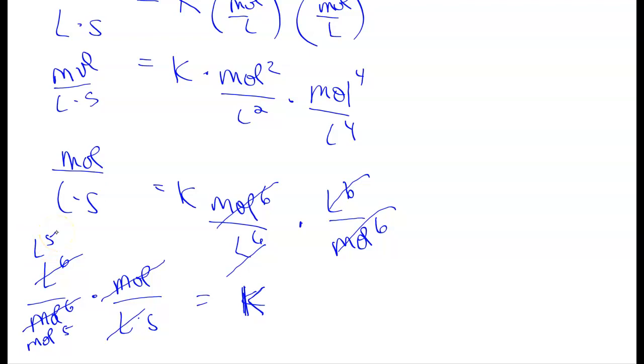So now we're going to continue. We're going to have liters to the 5th, moles to the 5th, times seconds equals K. Because remember that this becomes a 1, this becomes 1, and those will then be liters to the 5th times 1 is liters to the 5th, moles to the 5th times 1 times S is moles to the 5th times S. So that would be your unit of K.